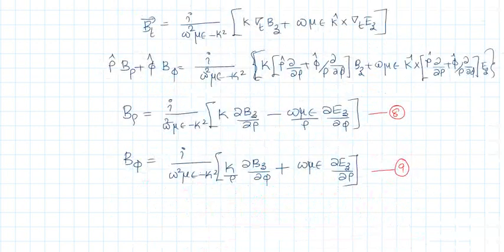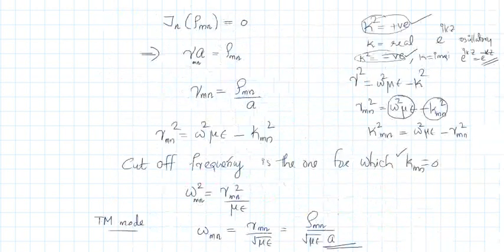Using these relations you can find all the magnetic field and electric field components. That will complete the theory of propagation of TM and TE modes inside a cylindrical waveguide. Okay, I hope it's clear.